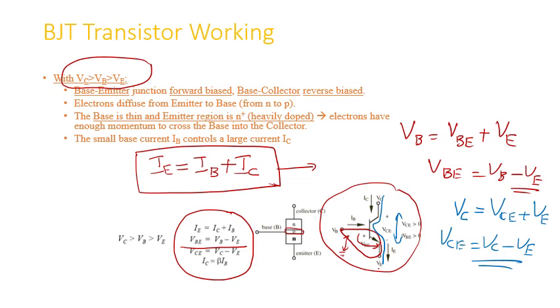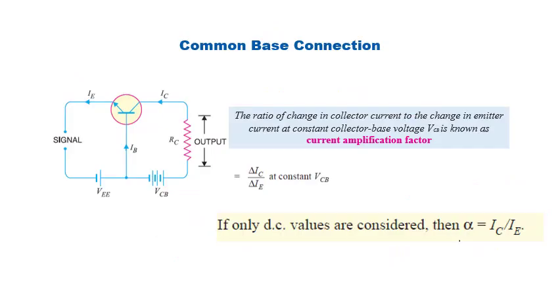In short, just by changing the emitter current, if we are controlling the emitter current by some voltage, we can correspondingly change the current at the collector region. So basically, the transistor can be controlled simply by changing the base current. This is the simple working of a transistor.